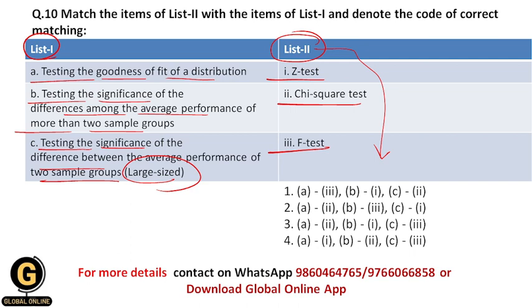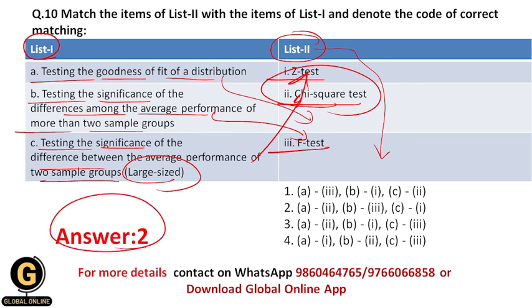Now in this video we have seen that the chi-square test can be used to test the goodness of fit of a distribution, right? And that's why A will go for 2. Z test and F test both are parametric tests. Earlier in the previous question itself we have seen that whenever I need to test for the differences among the performance of more than two sample groups, then in that case I can use the F test, and that's why here B will go for 3, and obviously the remaining option C will go for 1, which is the Z test, and that's why your correct answer should be 2 over here. So you can see here A goes to 2, B to 3, and C to 1. Okay, so this should be your correct answer.